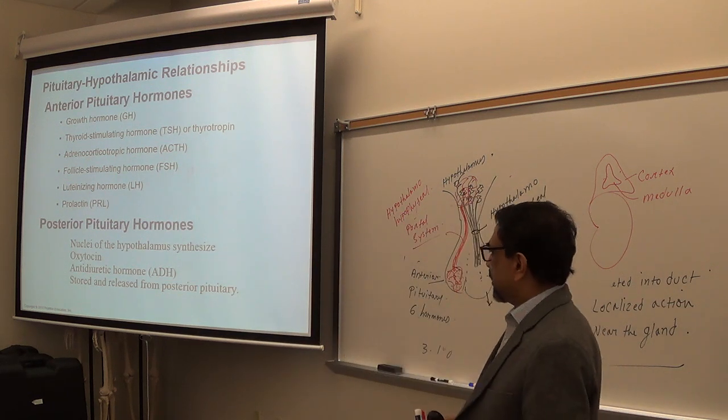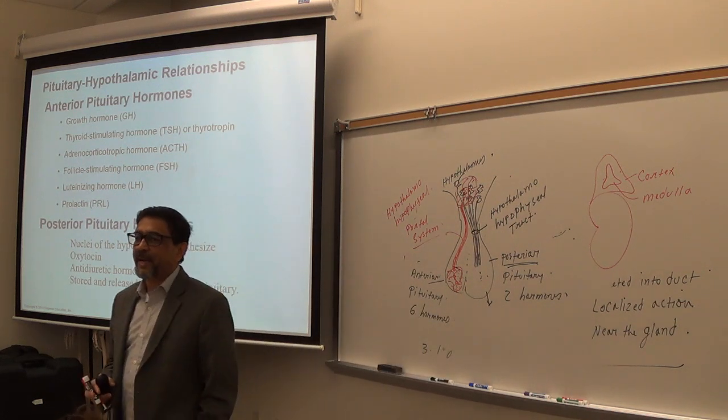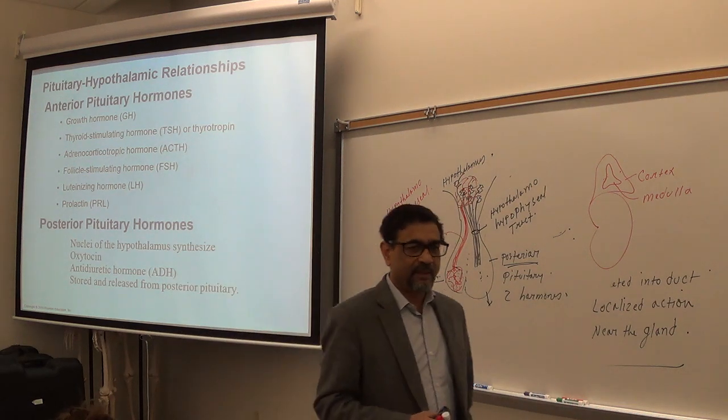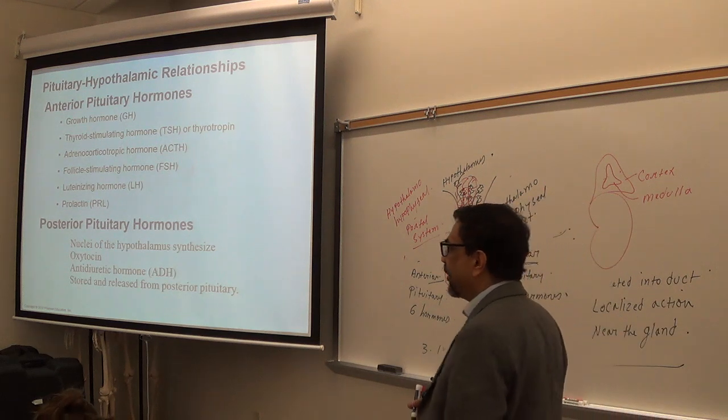Prolactin works on the mammary glands, the female breast, and helps in the production of milk.